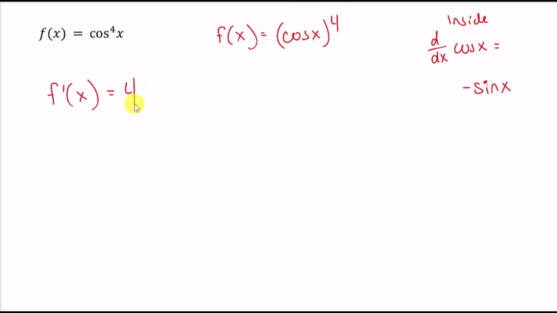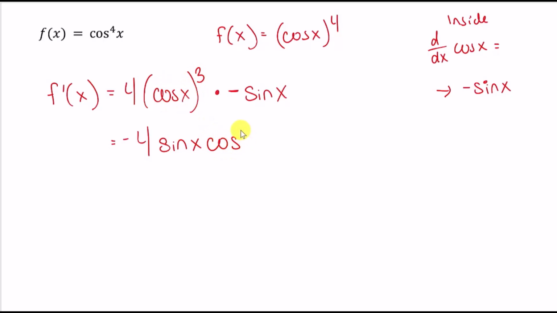I'm going to say 4, inside stays the same, that's cosine x, subtract a power, which this time gives me cubed, times the derivative of the inside, which is nice, we already found it. So times negative sine of x, and then I'm just going to rewrite this a little bit. This is like having a negative 1 times 4, which is negative 4. I'm going to write my sine x first, and then when I write my cosine, instead of writing it as cosine x all cubed, we're going to go back to our normal notation, cosine cubed x. And that's my derivative, okay?